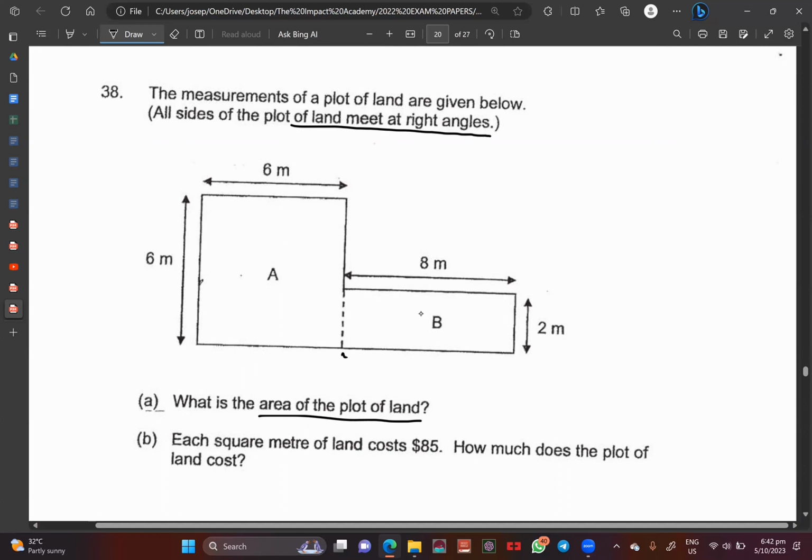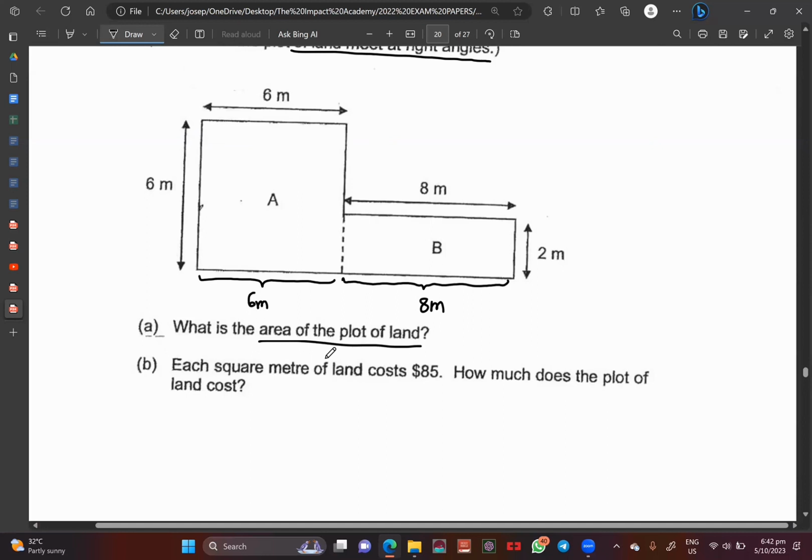Before you even do anything, you need to make sure all measurements are shown, correct? Does that make sense to you? All measurements are shown. Now, to find area, you always multiply. Correct or not? So let's find the area of A first.